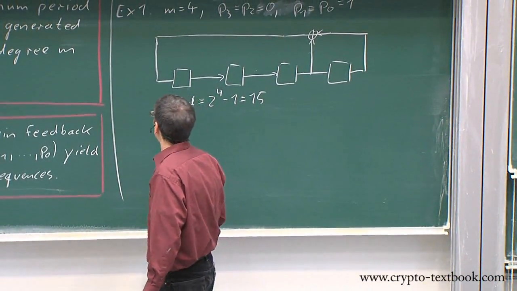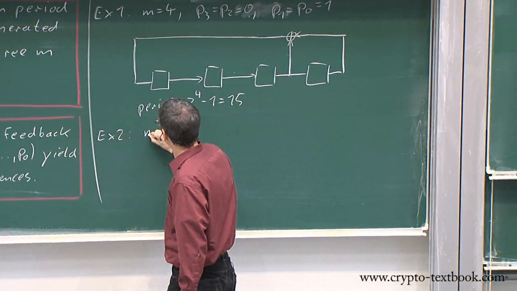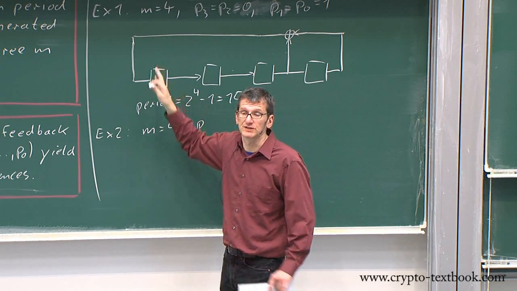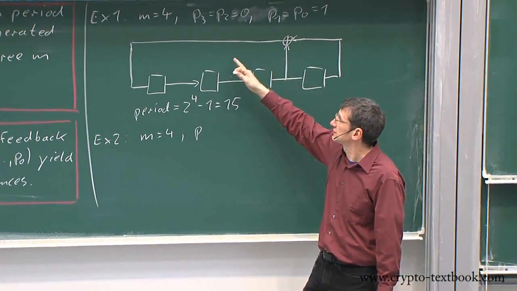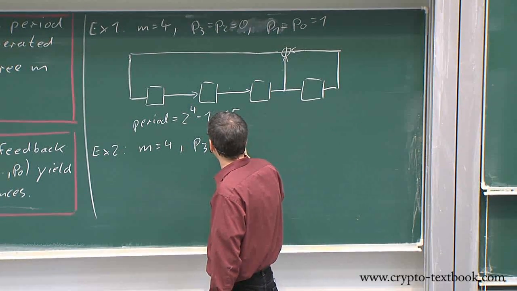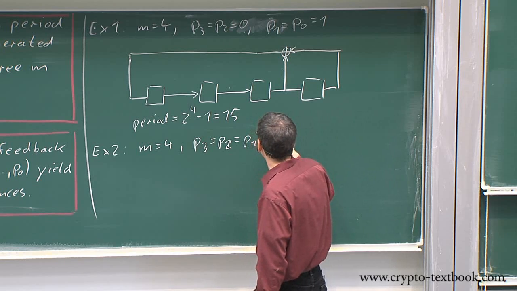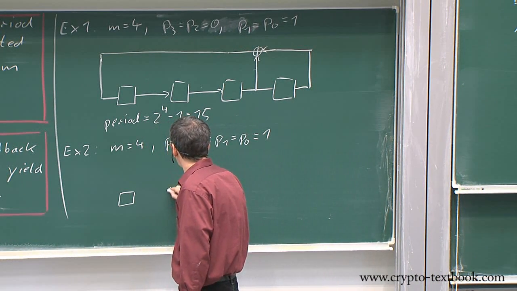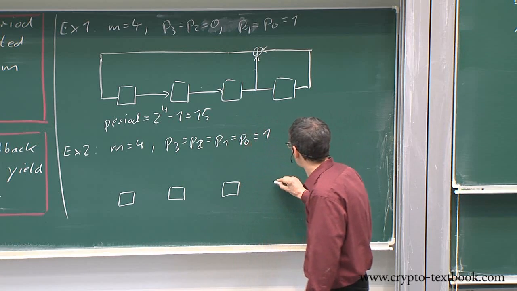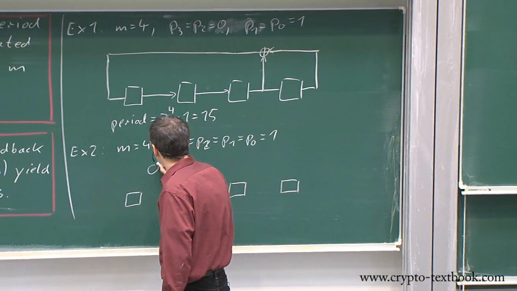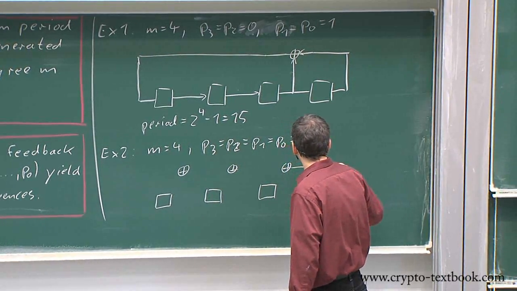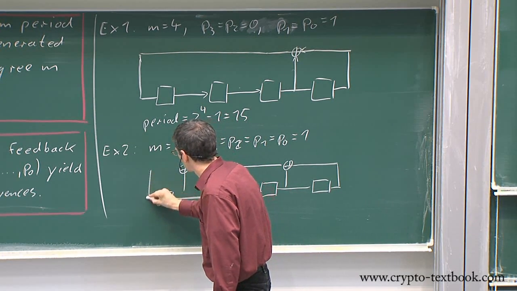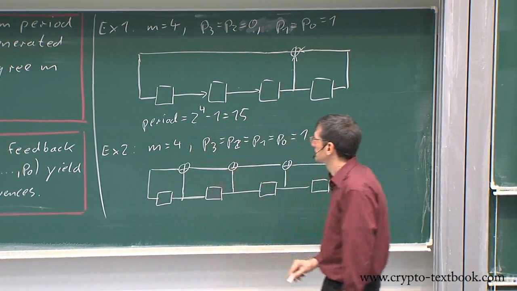Now let's look at another LFSR. Again, degree 4, so 4 flip-flops. But this time, we close all the switches. We make it really complicated, right? Here we only close 2 switches, 2 were left open, now we close all ones. So that means P3 is equal to P2 is equal to P1 is equal to P0, and they're all 1. And now if you close them, of course, you get this drawing here. You get this here.